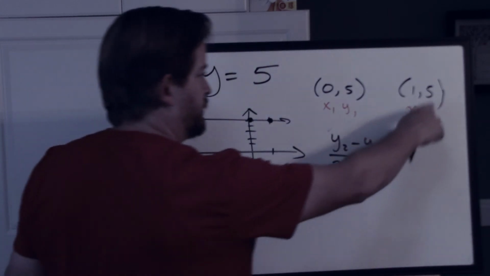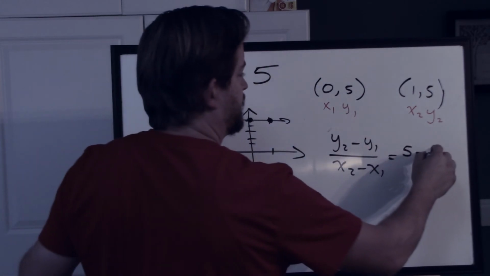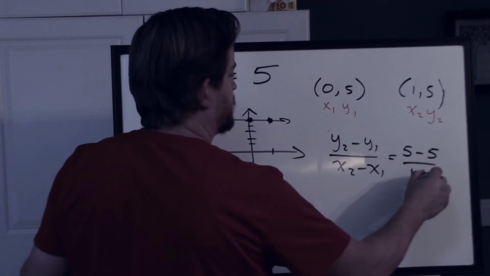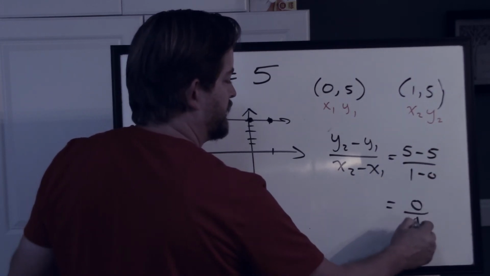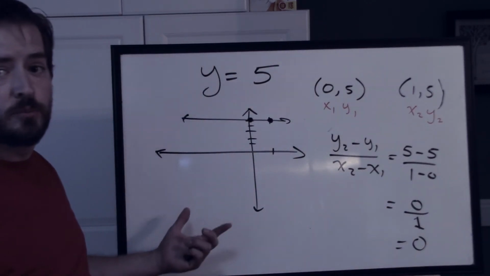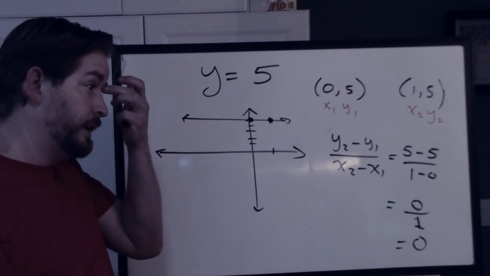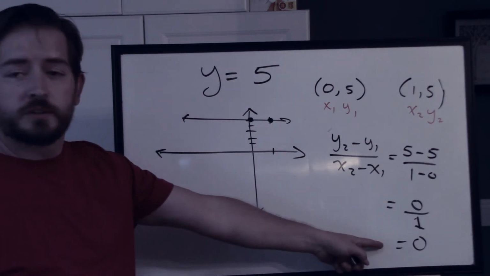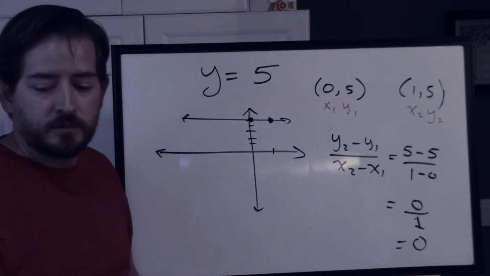And y2 I've designated to be 5. y1 I've designated also to be 5. x2 is 1, x1 is 0. So 5 minus 5 is 0, 1 minus 0 is 1, 0 divided by 1 is 0. So my slope here is 0, which means I don't go up, I don't go down. No matter how far left or right I go, I don't go up or down ever, right? Which describes a horizontal line. So horizontal lines then have slope 0.